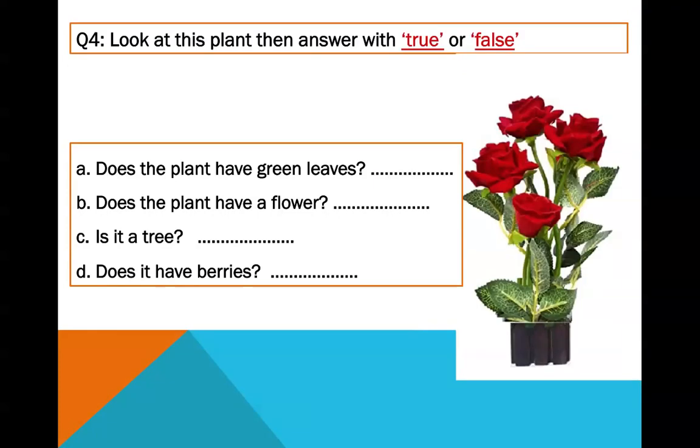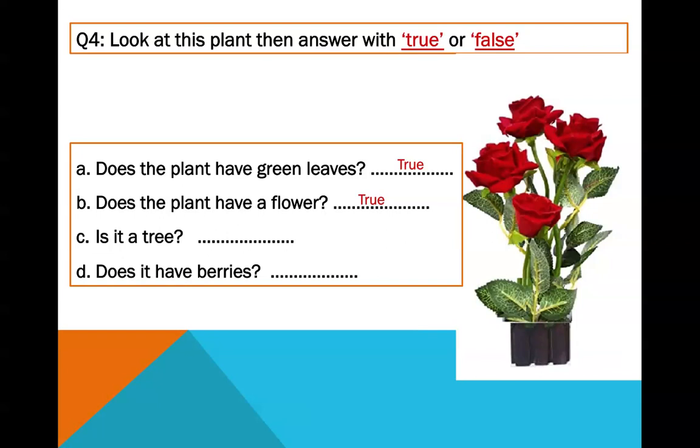Now let's get to our last question, which is question number 4. Look at this plant, then answer the following statement with true if the statement is correct and with false if the statement is incorrect. Let's start with letter A. Does the plant have green leaves? Take a look at the plant. Do you see green leaves? Of course. So the answer for letter A is true. Letter B. Does the plant have a flower? It's obvious. The plant has many flowers. So the answer is true.